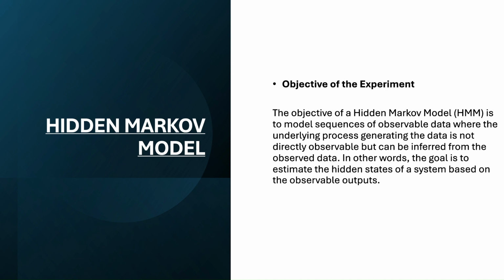Objective of the experiment. The hidden Markov model or process is a Markov chain going from one state to another but cannot be observed directly. The hidden process is observable and depends on the hidden states. The goal of hidden Markov model is to capture the hidden information from the observation. The objective of hidden Markov model is to model a sequence of observable data where the underlying process generating the data is not directly observable but can be inferred from the observed data.